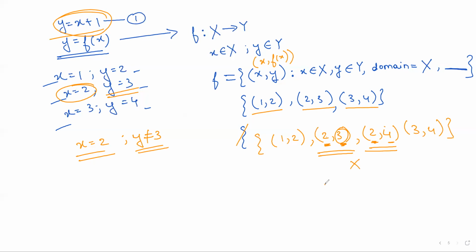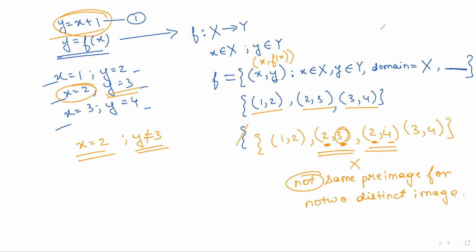Here, what do you have? You have the same pre-image for two distinct images. And this is the second condition. Hence, it is written that you should not have this condition. This is not required. So, no two distinct images should have the same pre-image. Hope this is understood.